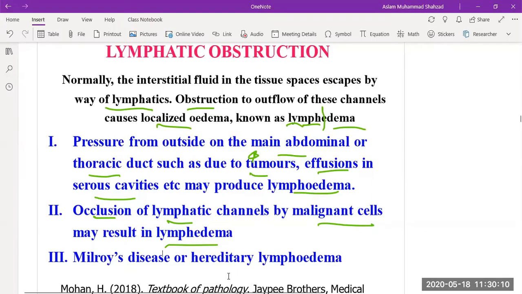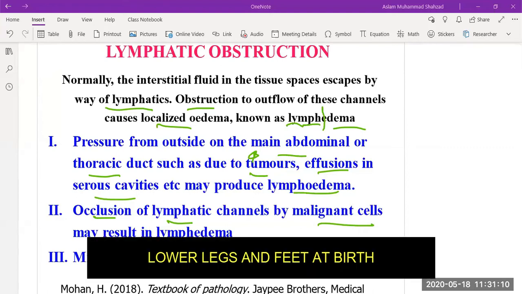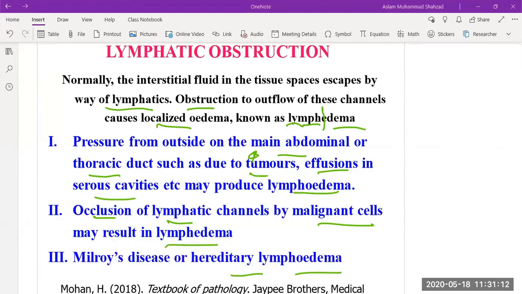Then we have another disease, which is Milroy disease or hereditary lymphedema, which is caused by genetic reasons. And why does this disease occur? It occurs because of an imbalance, or because of impaired transport with accumulation of the lymph fluid, and this usually occurs in the lower legs and feet at birth or develops in infancy.